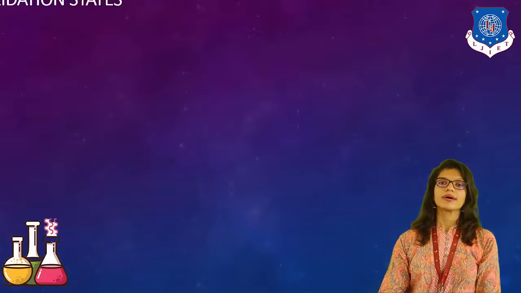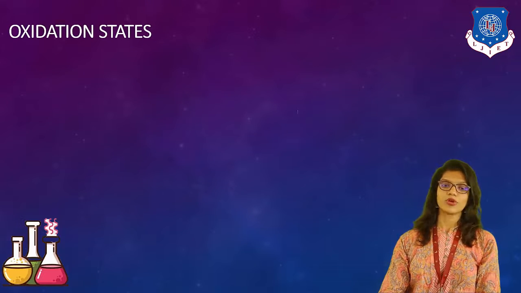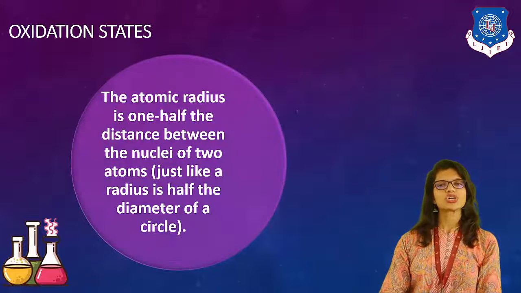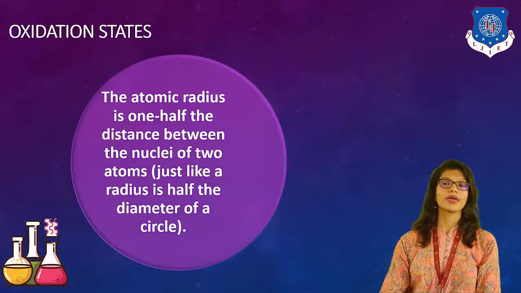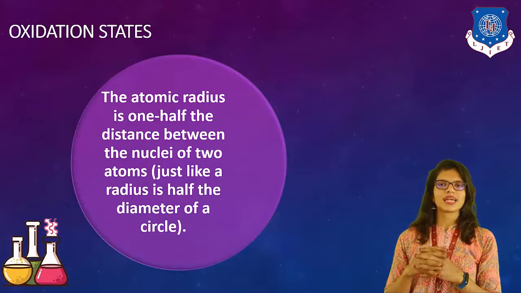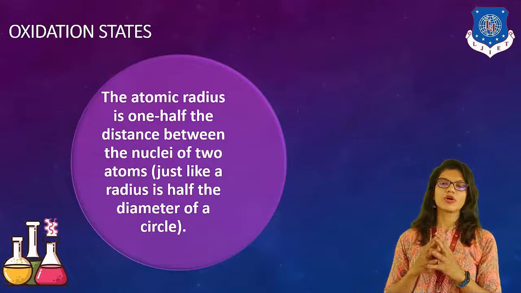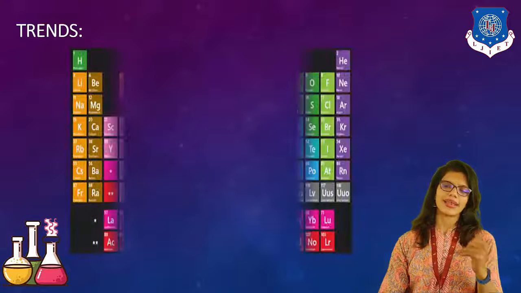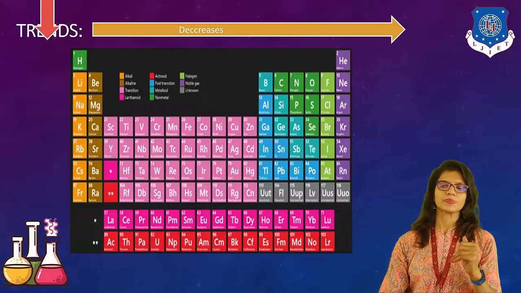Now, let's move on to the next periodic property, which is oxidation states. Okay, oxidation states actually play a very important role. How? So, when we talk about oxidation states, it has been observed that they can be different for different kinds of elements, right?